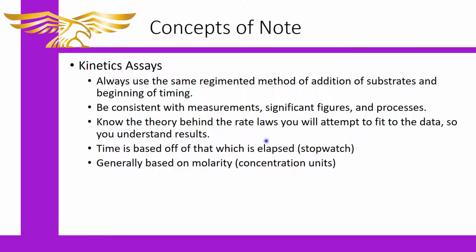You also, going in, kind of want to think about the reactants that are involved and have an idea of what your rate law might look like, so that when you get these numbers and you start determining your rate laws, you'll know what to expect out of the data set, and you'll be able to interpret the data better. And remember that we generally base those rate laws off of the elapsed times and the concentrations of the substances involved in the reactions.